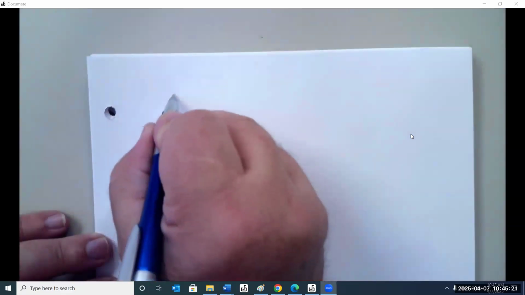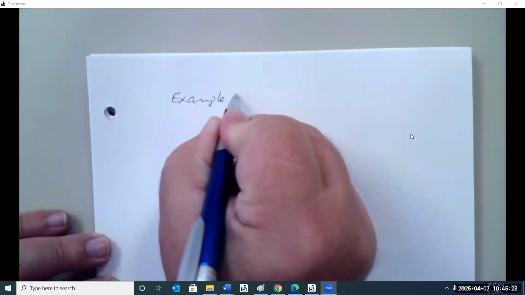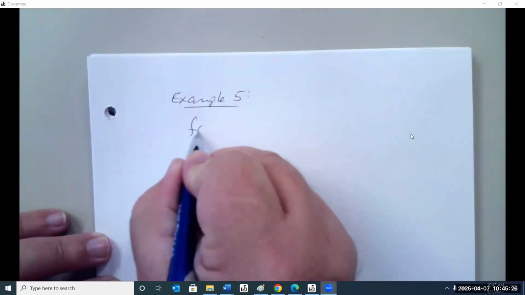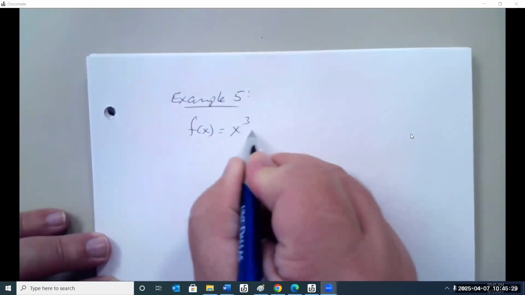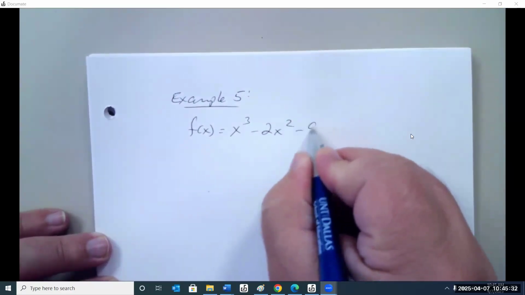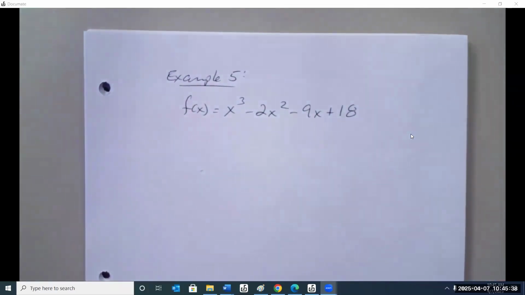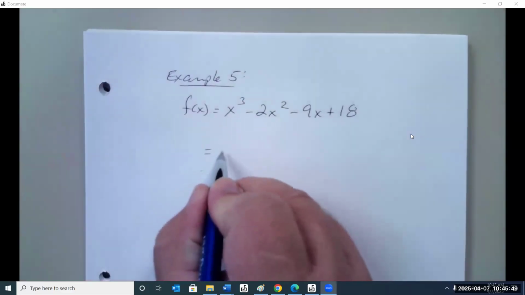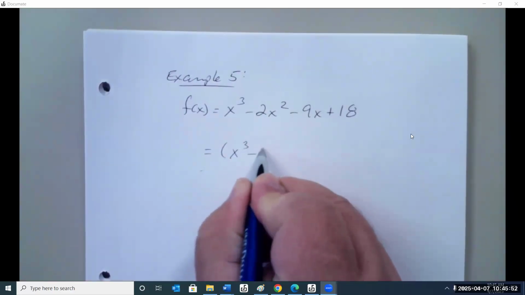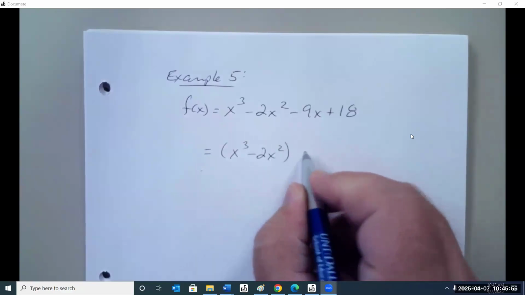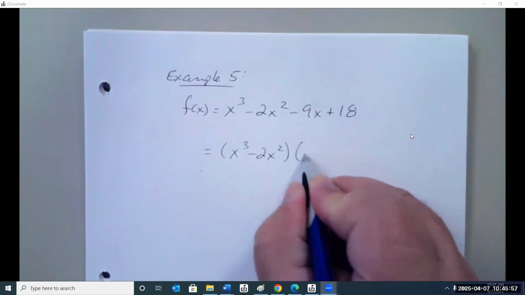Well, the multiplicities tell us a lot as well. One method of factoring cubic functions is called grouping. Put the first two terms together inside parentheses, and then the last two terms.